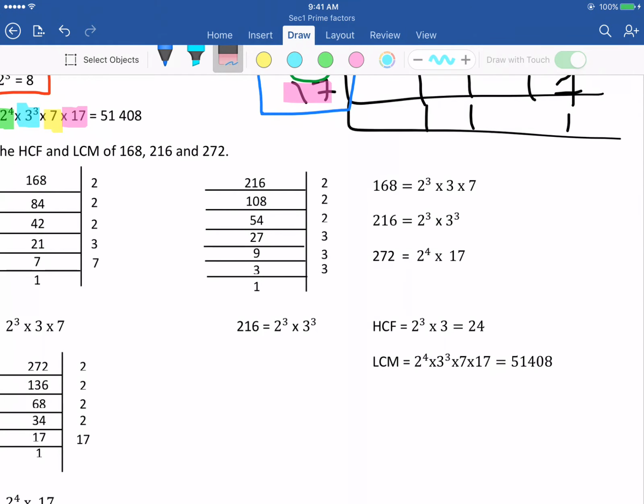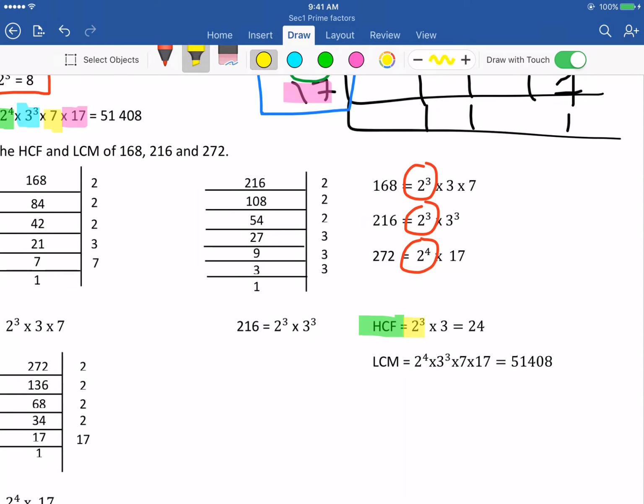I hope you guys still remember how to find HCF. For HCF, we look out for the what? The lowest power. So we look at this. Between the same base, 2 to the power 3, 2 to the power 3, and 2 to the power 4, which is the lowest power? It will be 2 to the power 3. So that's why it's here, 2 to the power 3.